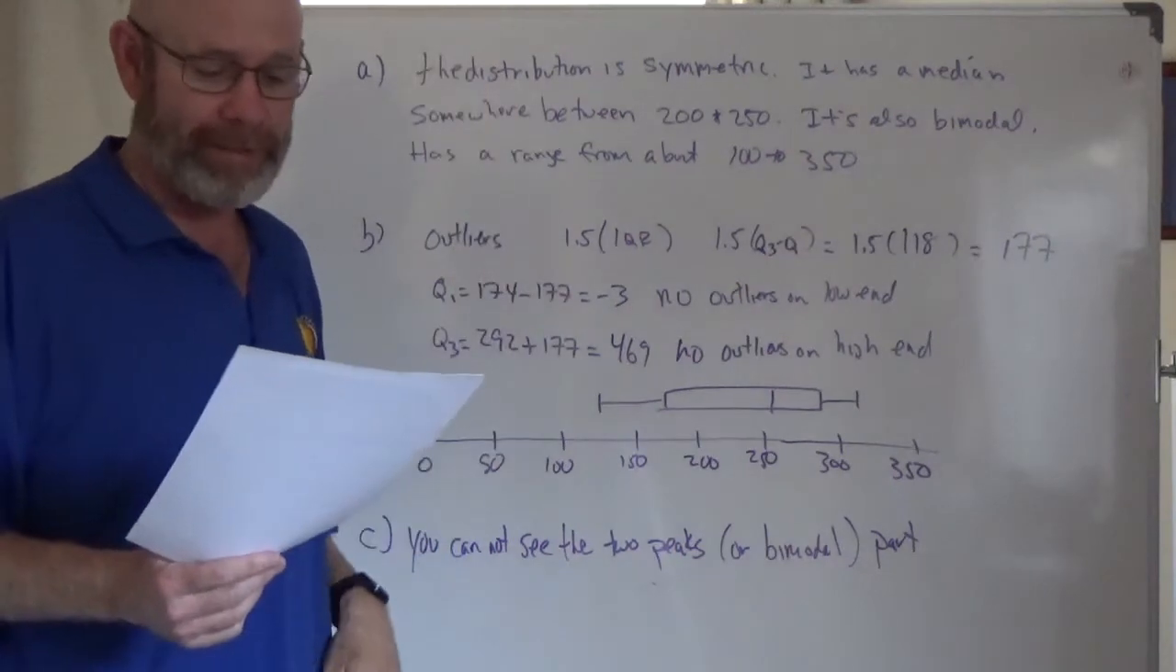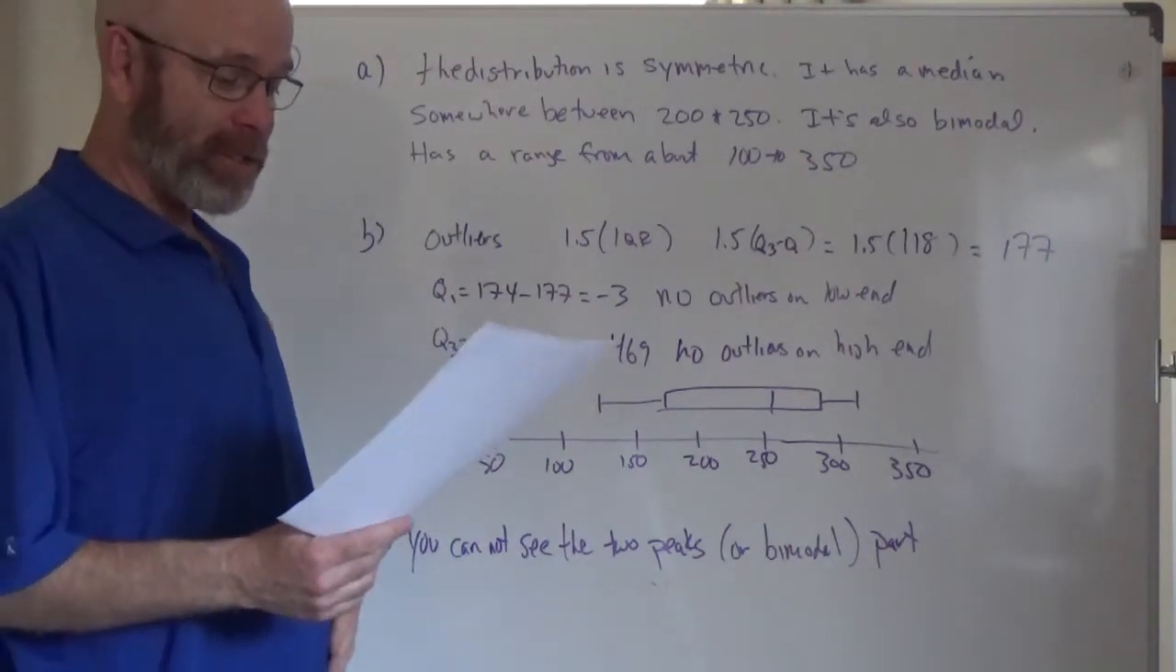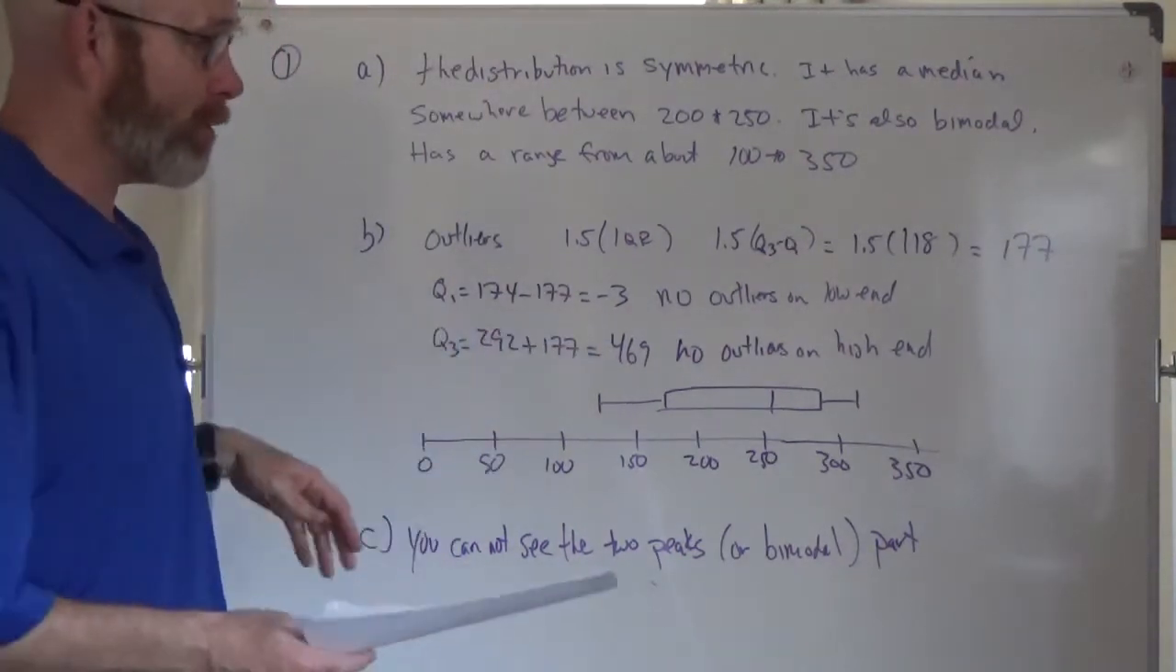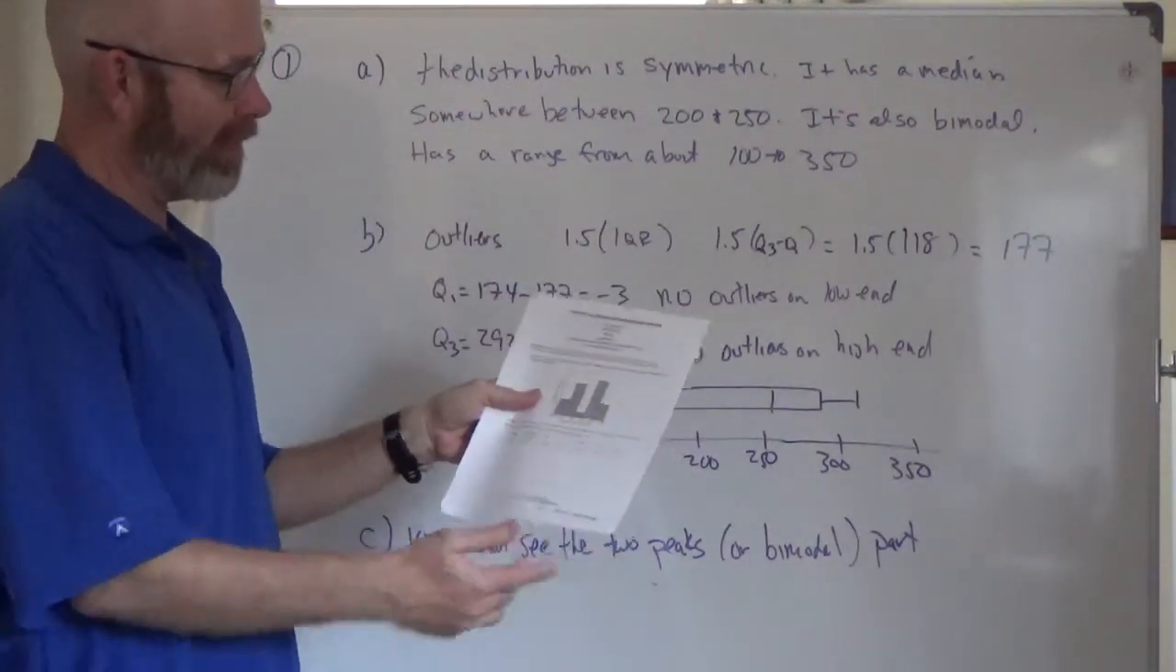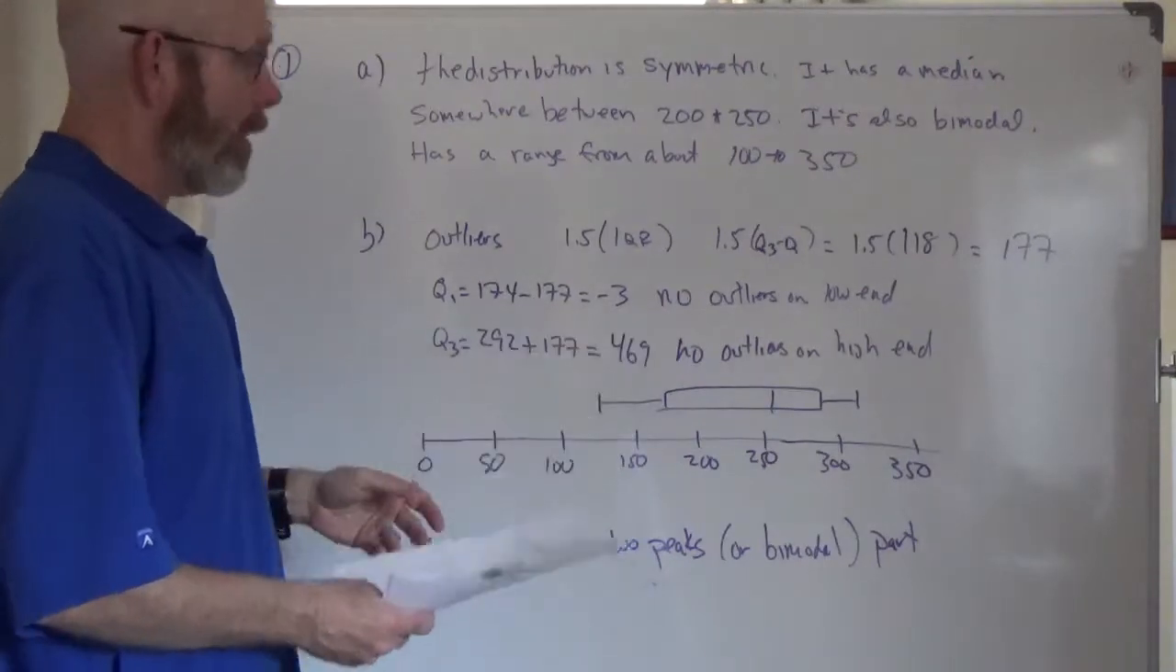Cross our fingers, right? Anyway, the first one says, based on the histogram, write a few sentences describing the distribution. Try to go shape, center, and spread. So the distribution is symmetric. That's really all you can say about shape, or roughly symmetric.